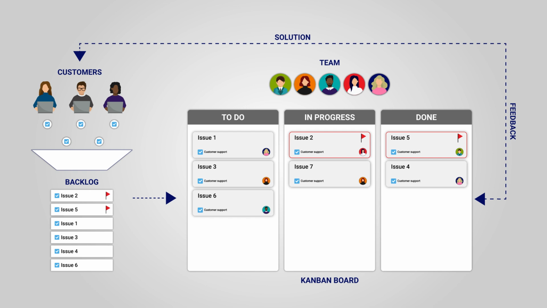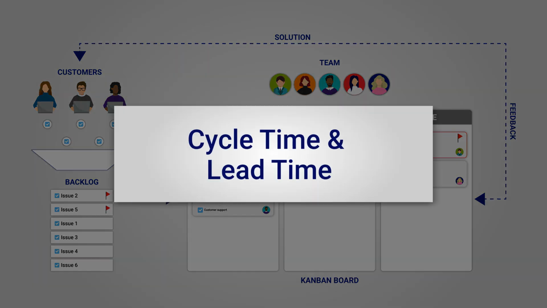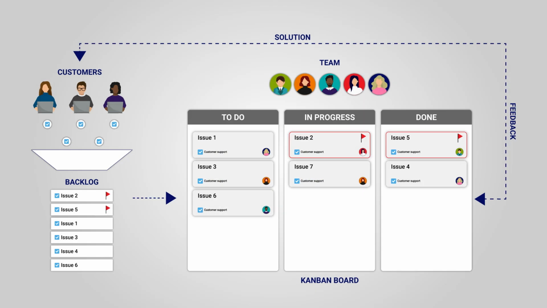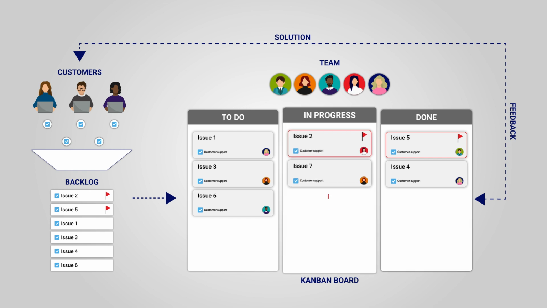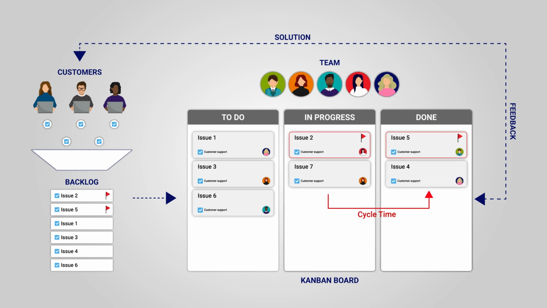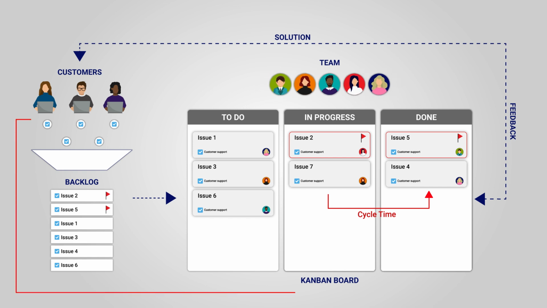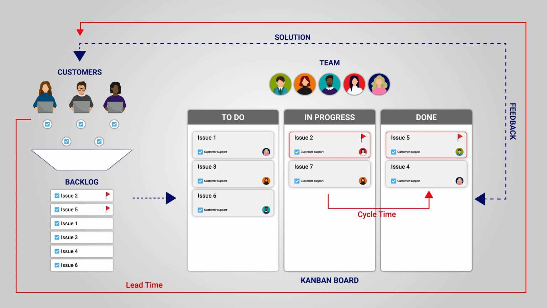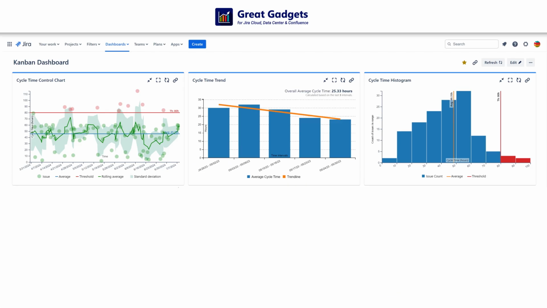Maybe the most important metrics in Kanban are cycle time and lead time. Cycle time is the processing time between the moment your team started working on the issue and when they marked it as completed, so the time from the team's perspective. Lead time is the time from when the issue was reported to when it was delivered to the customer, so the total time from the customer's perspective. With Great Gadgets, you can track cycle time and lead time in various ways.